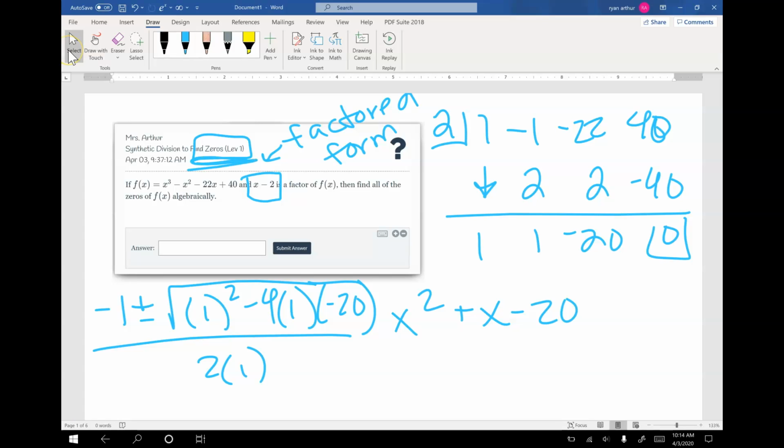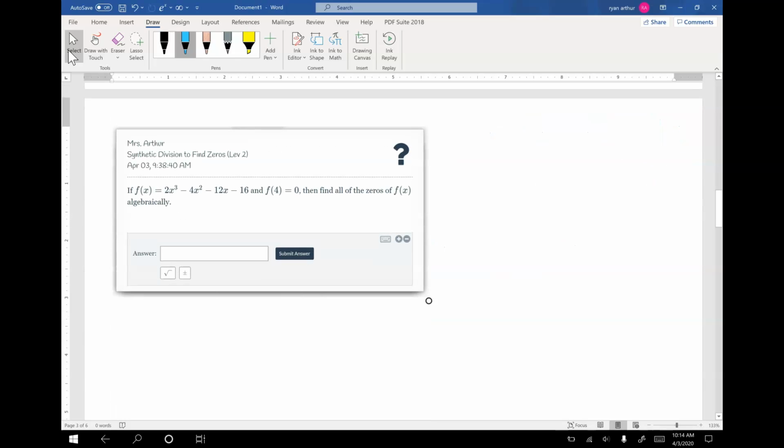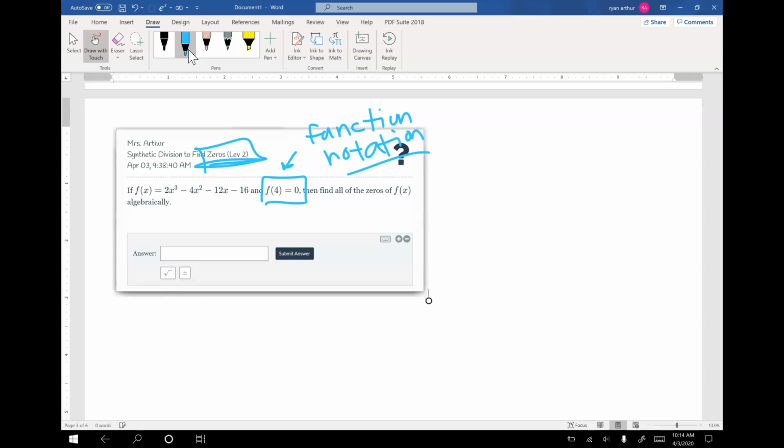Now, level 2 is the same concept I did yesterday, but again, written differently. So level 2 says if f of x equals 2x cubed minus 4x squared minus 12x minus 16, and f of 4 equals 0. This is called function notation. Okay, so in function notation, you do not change the sign.